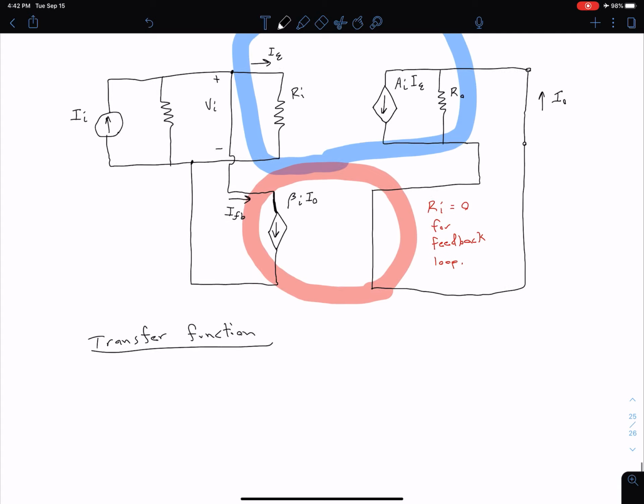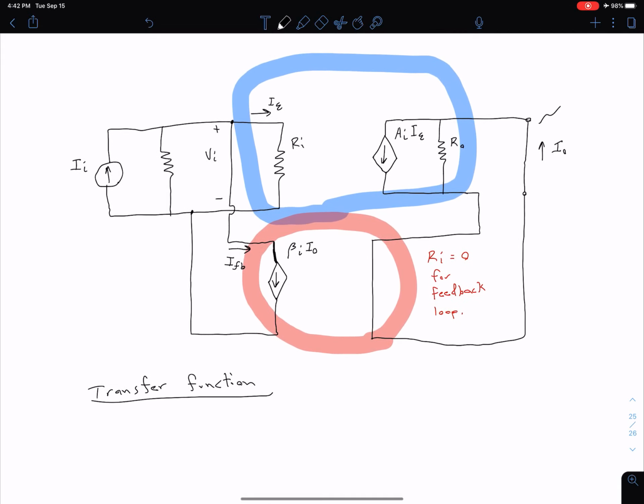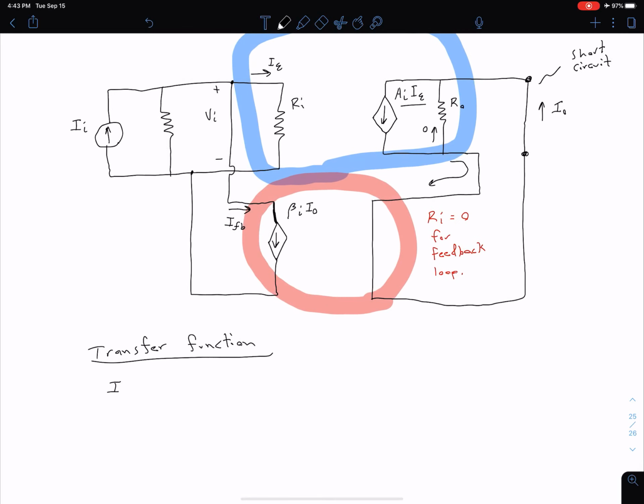Okay, so let's start out looking at our output current on the right. We notice that our output here has been short-circuited. I basically just came from these two output nodes and connected them together with a short circuit. What that means is any current from this dependent source here is going to go through this path and become our I naught, and we're not going to have any current here. This is going to be 0 because, again, current is going to take the path of least resistance. So in that case, we can say our I out is going to be equal to A_I times I epsilon, or our error current.